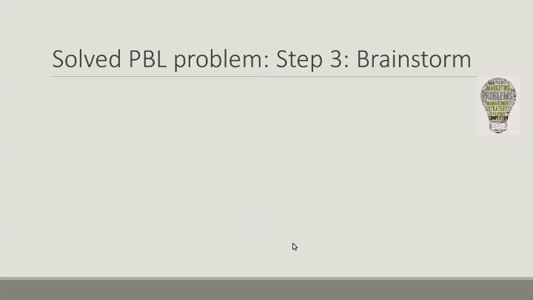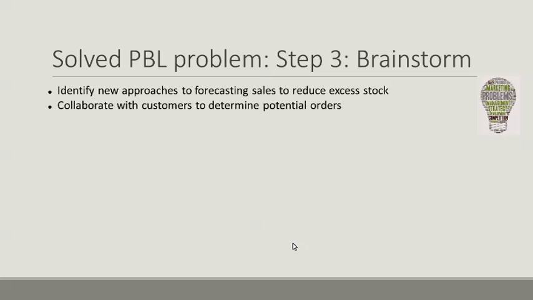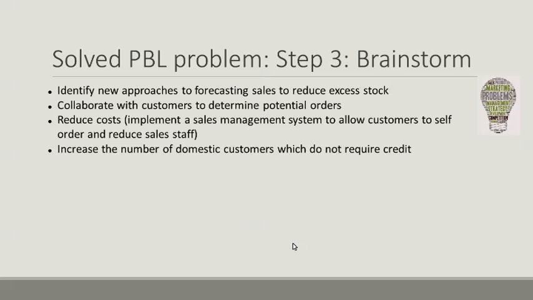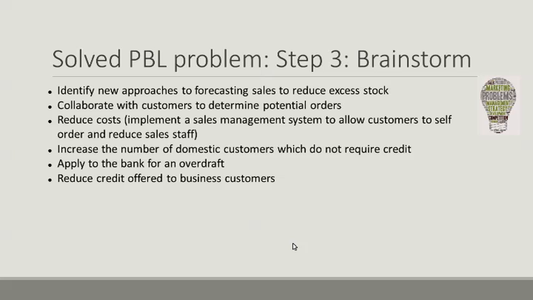Step 3, Brainstorm. Identify new approaches to forecasting sales to reduce excess stock. Collaborate with customers to determine potential orders. Reduce costs. Implement a sales management system to allow customers to self-order and reduce sales staff. Increase the number of domestic customers which do not require credit. Apply to the bank for an overdraft. Reduce credit offered to business customers.